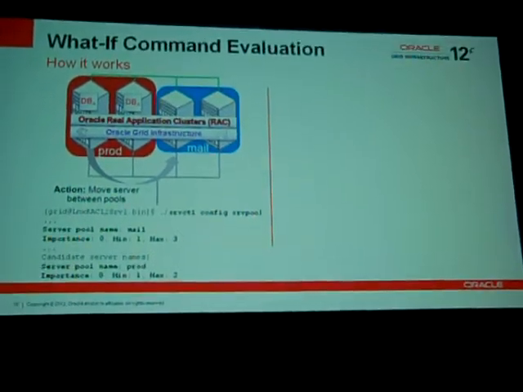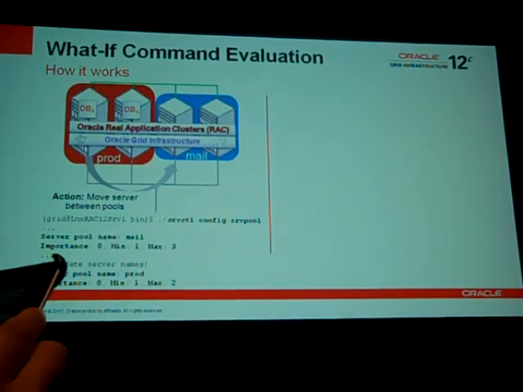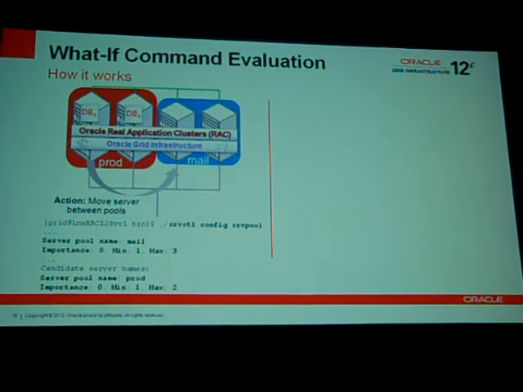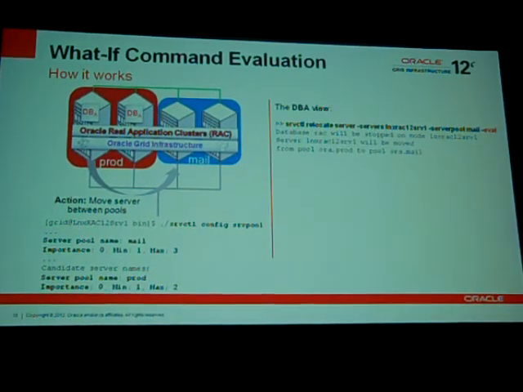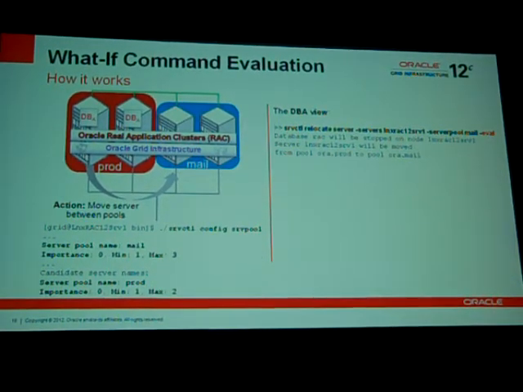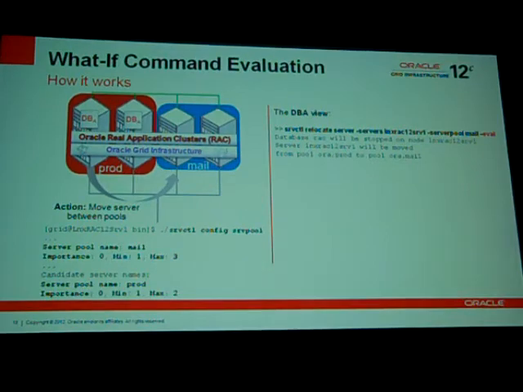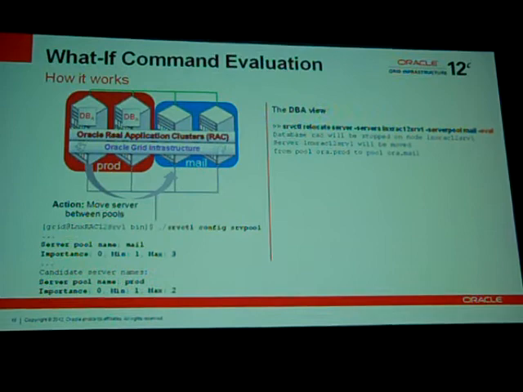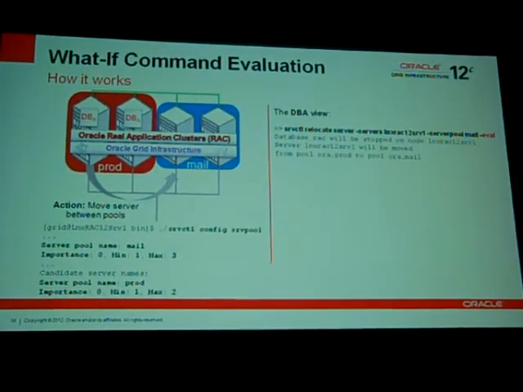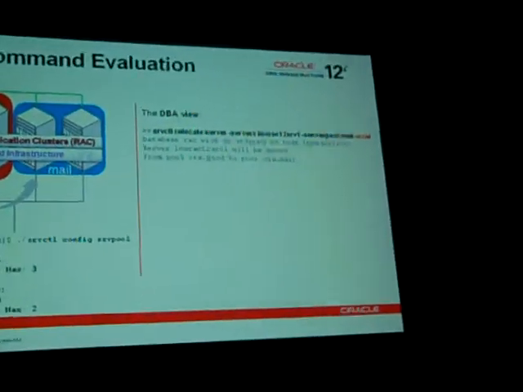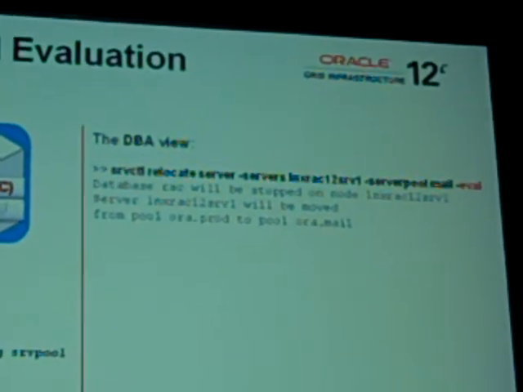So if I relocate a server from the red prod server pool to the blue mail server pool, I want to know what happens. So the command you would use is srvctl relocate server, and then you define the server which you want to relocate and to what pool. In my case here, Linux ora12 server 1 to server pool mail, and you add this -eval. And on the DBA view, srvctl view, it will tell you what would happen to my database running in this server pool and potentially in the other server pool if so required, and it will give you this information.